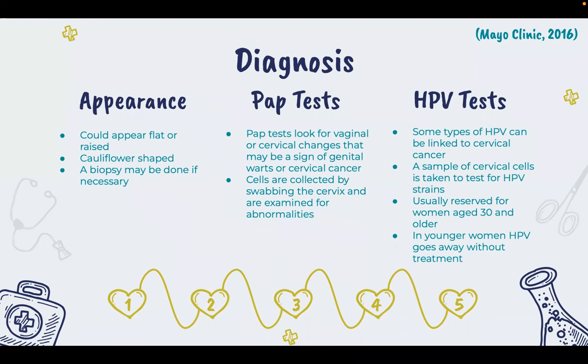Pap tests are done on women and look for vaginal and or cervical changes that would signal genital warts or cervical cancer. Pap tests are done by collecting cells through swabbing the cervix. These cells are then examined for abnormalities. HPV testing is done by sampling cervical cells to look for strands of HPV. Some types of HPV can lead to cancer, so testing is always done for a woman aged 30 and older.